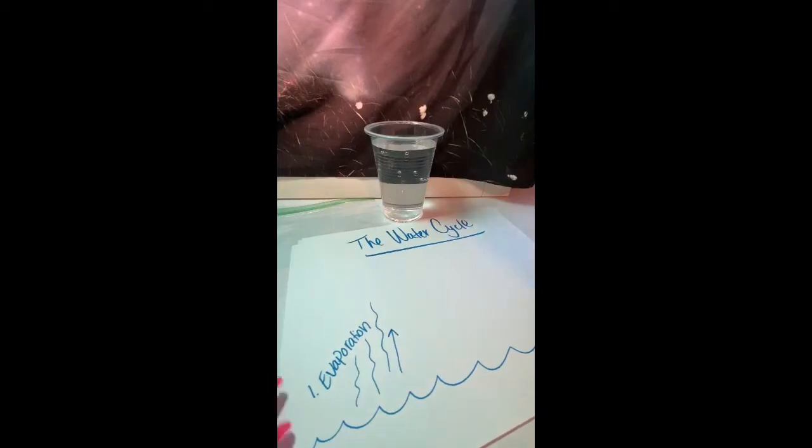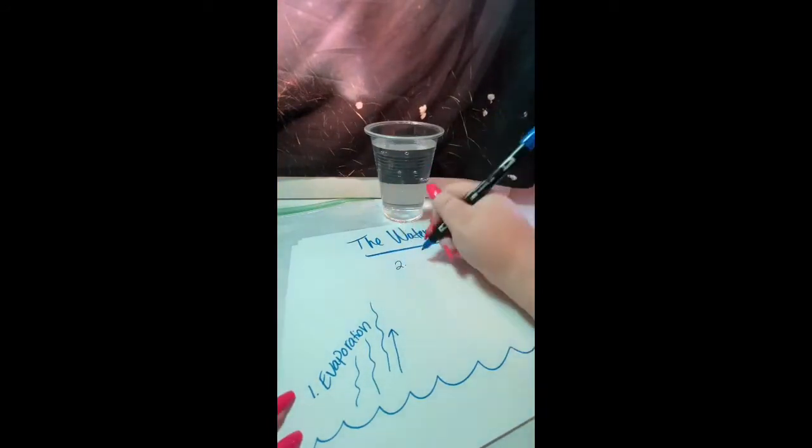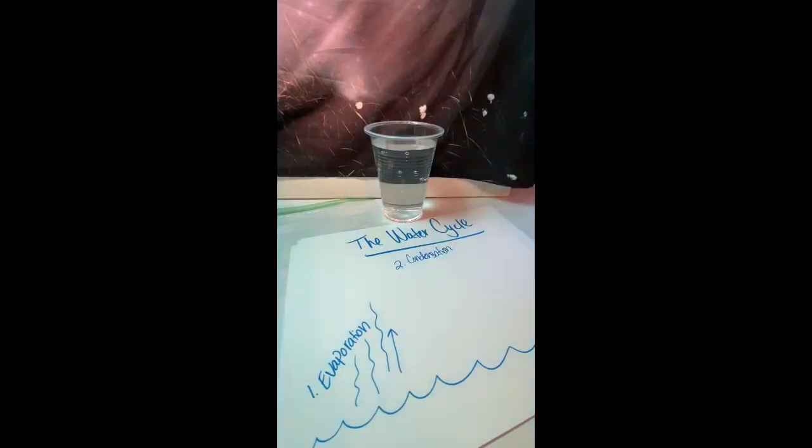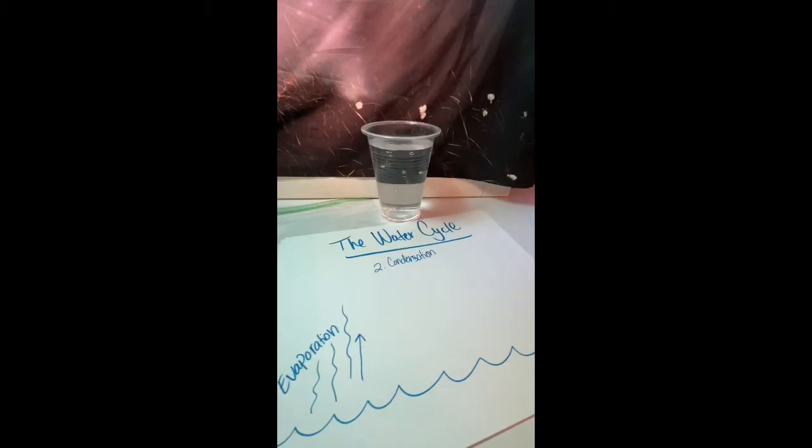Now the second part is called condensation. And what condensation is what we usually see when we look up in the sky. It's clouds. It's where all those water droplets that have risen up into the sky. Now it's cooler up there, right? The higher you go, the colder it gets. So it's colder up there.